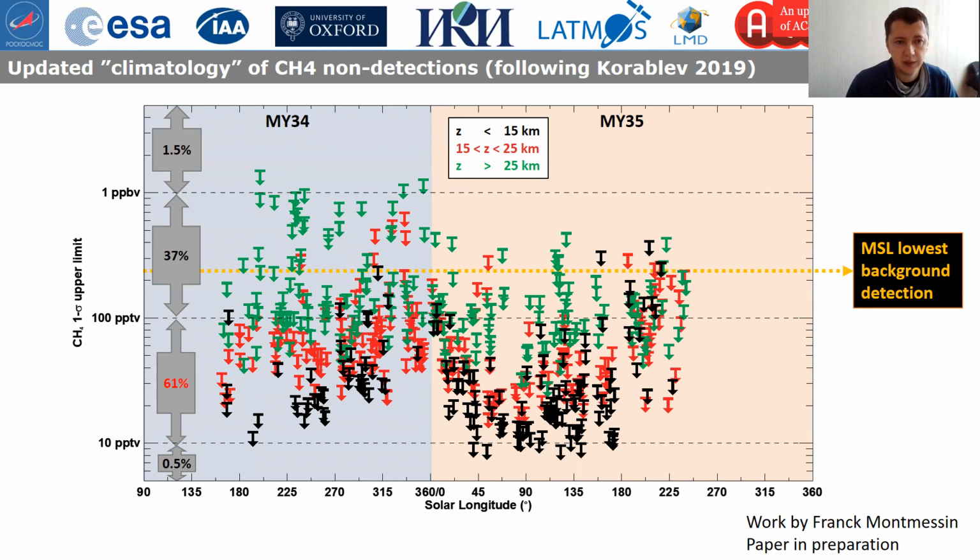Of course, it depends a lot on the season and on the dust load. When there is a lot of dust in the atmosphere, the upper limits we see are worse, but sometimes we're reaching values like 10 ppt, which is quite a small number, and no signs of methane.